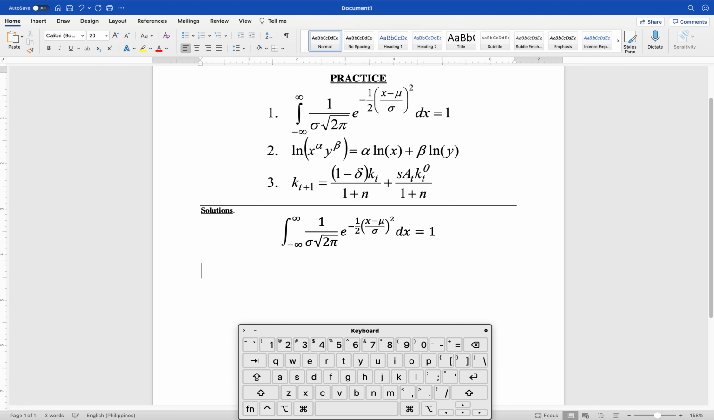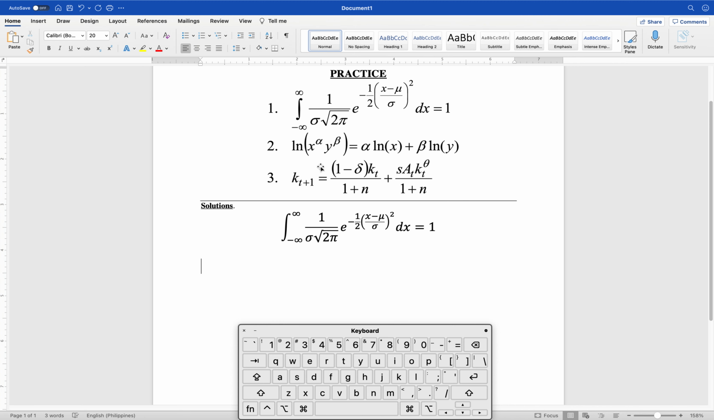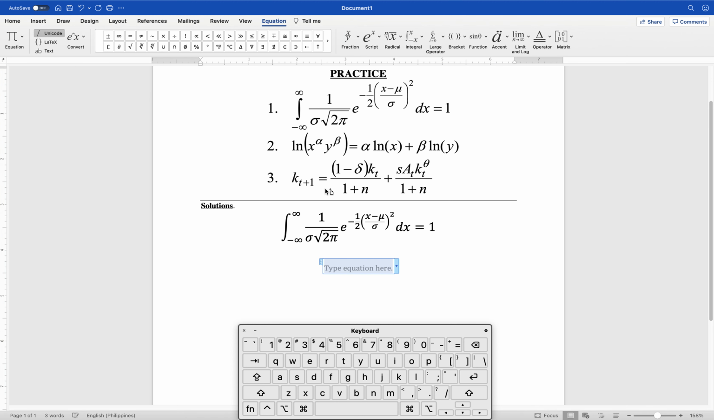Now for number two, let's do this again. Number two is something like an ln function. So control equals for Mac, alt equals for Windows, ln space. We need to hit space to emphasize that this is our function for ln. Anyways, the shortcut for ln is just to type it, just like sine, cosine, and tangent. So open parenthesis x raised to, that's shift 6, raised to alpha, backslash alpha, space again, and we have y raised to beta, then space again.